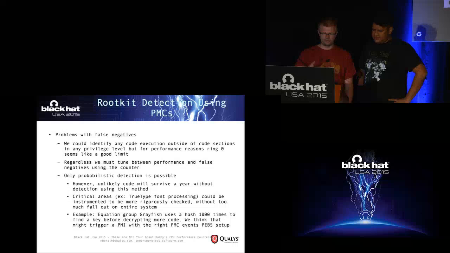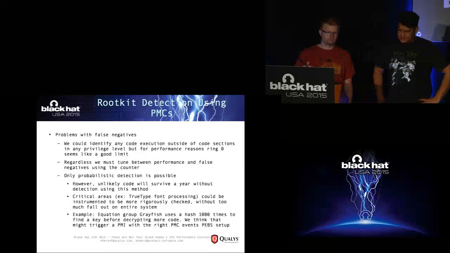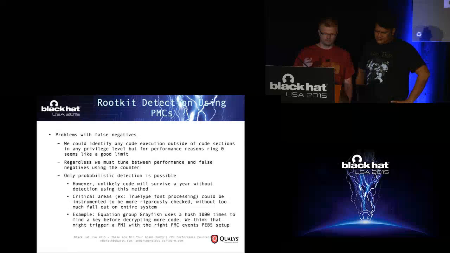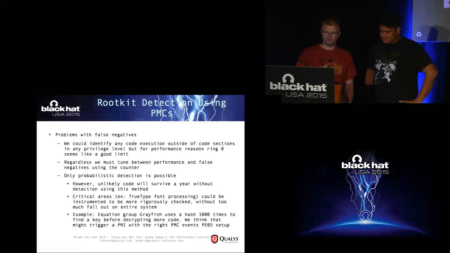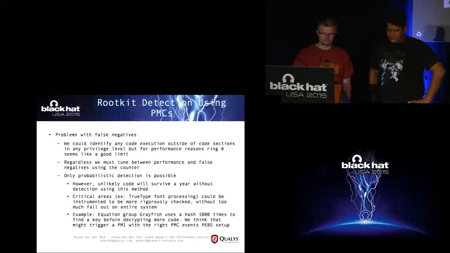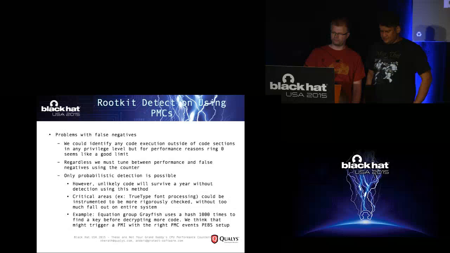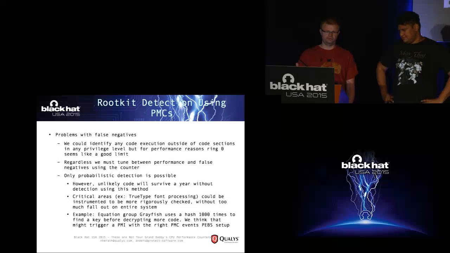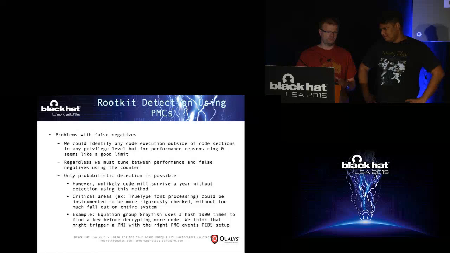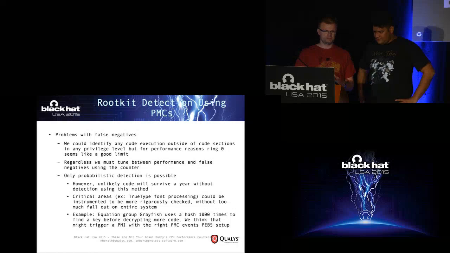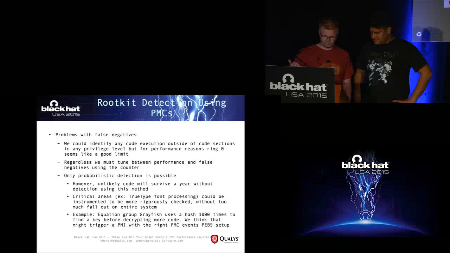Also, we realize that it's only probabilistic detection. There is no way to guarantee that a rootkit will actually trigger one of these things. However, it is unlikely that any rootkit actually doing something will survive a year without being detected with this method. Also, there is a chance that critical areas, say TrueType font processing, could be instrumented to be more rigorously tested. We have not done this, but you have the option. That means that basically any kind of overflow here would be outside of a module, and we will trigger and find it out potentially.